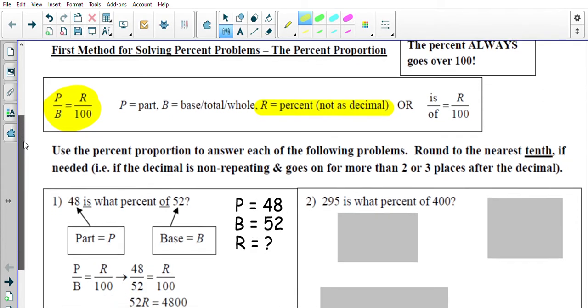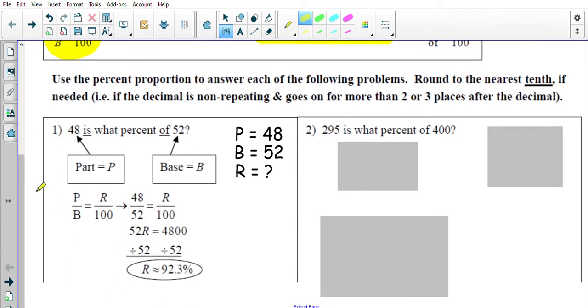So for our first set of questions, we're going to use the percent proportion to answer each of these. We'll round to the nearest tenth if needed. That means if the decimal is non-repeating or it goes on for more than 2 or 3 places after the decimal. So number 1 is already done for you.